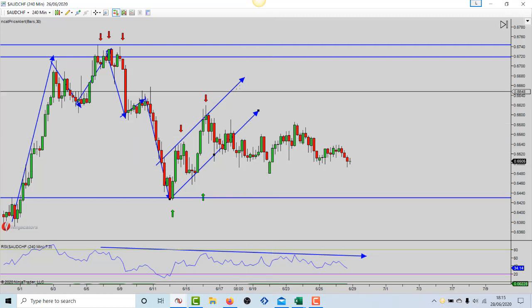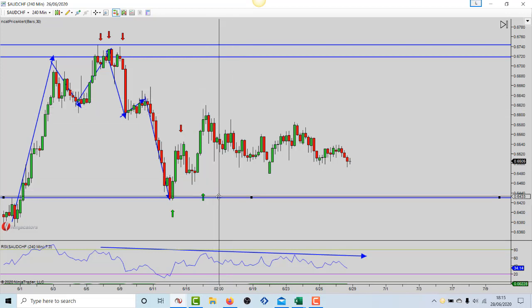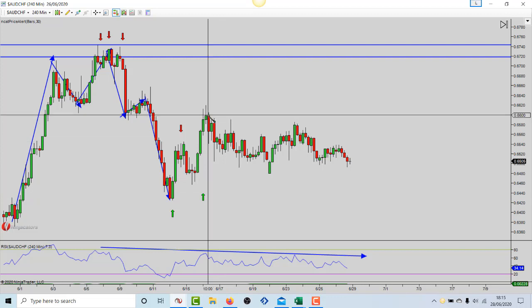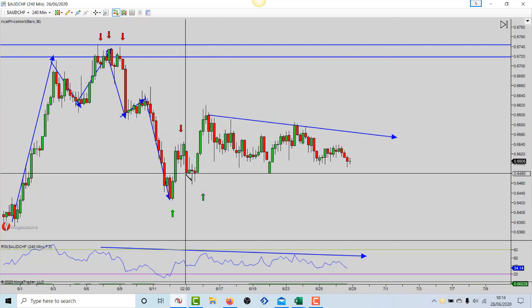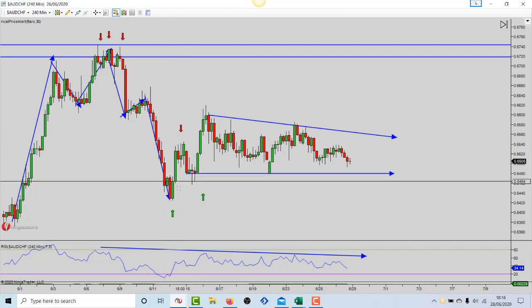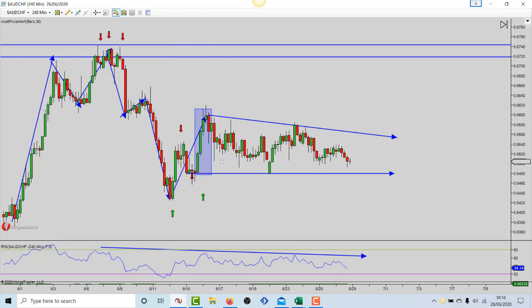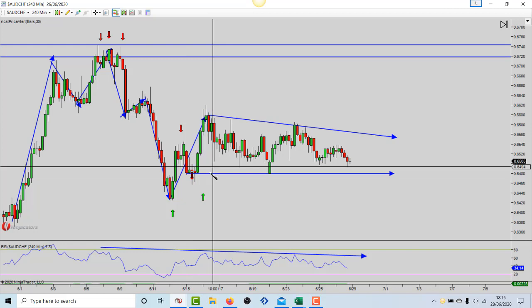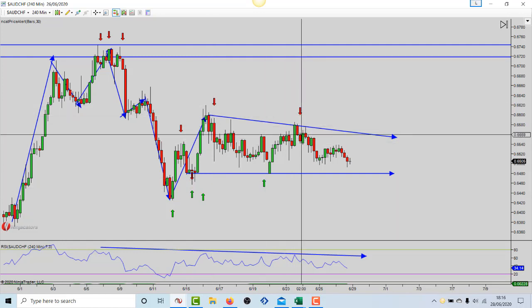What I really liked was this. Trend line right here. Trend line right here. So we are coiling, okay guys? Test, test, test, test. We're coiling.